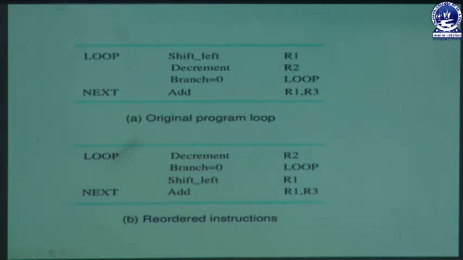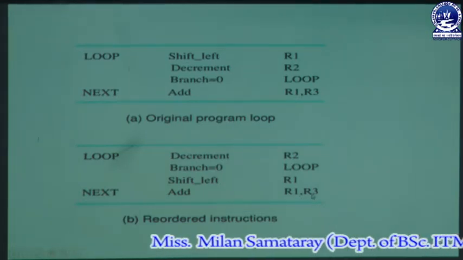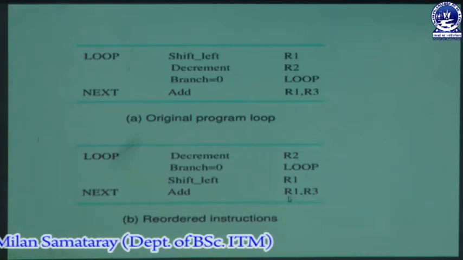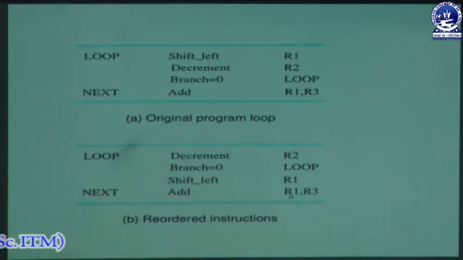Here you can see that after reordering the instructions, the shift left instruction is here. Whatever value is in R1, in this next instruction we can use it, because here it is our source operand, and here is your destination. After adding the content of R1 with R3, we have to place the result in R3, and as R1 is the source operand, we have to collect that from the processor registers. So, these instructions' execution depends on this instruction's execution.